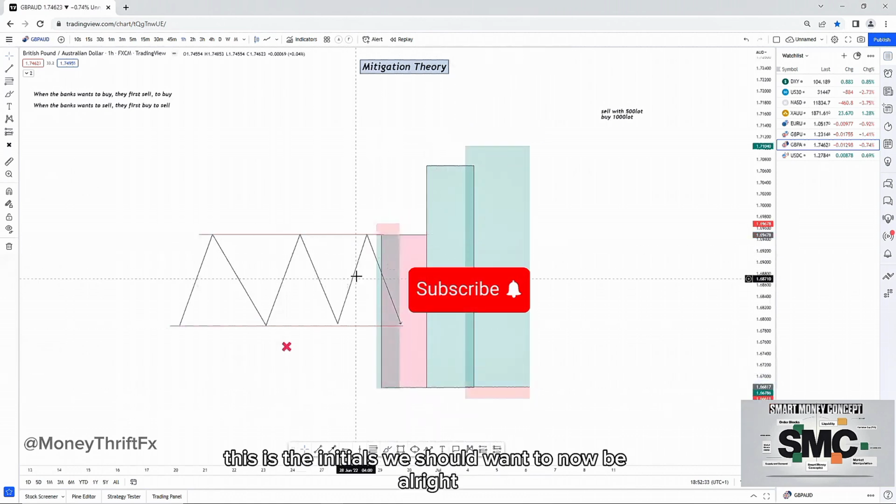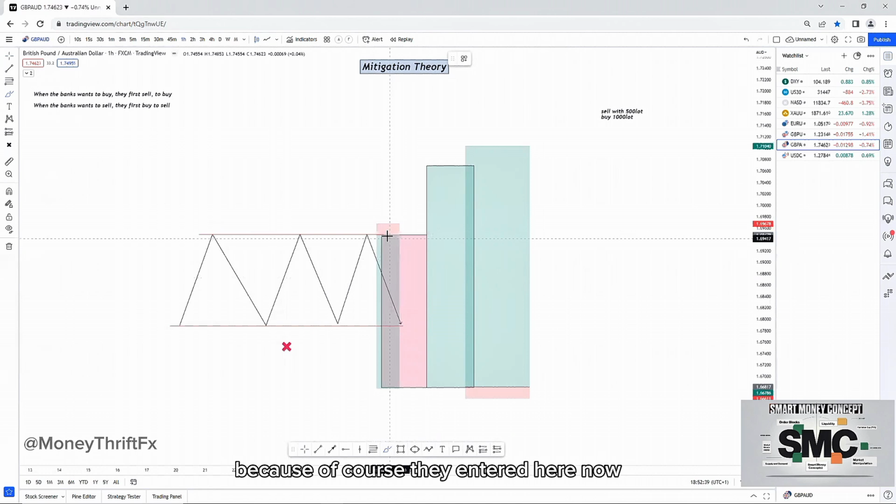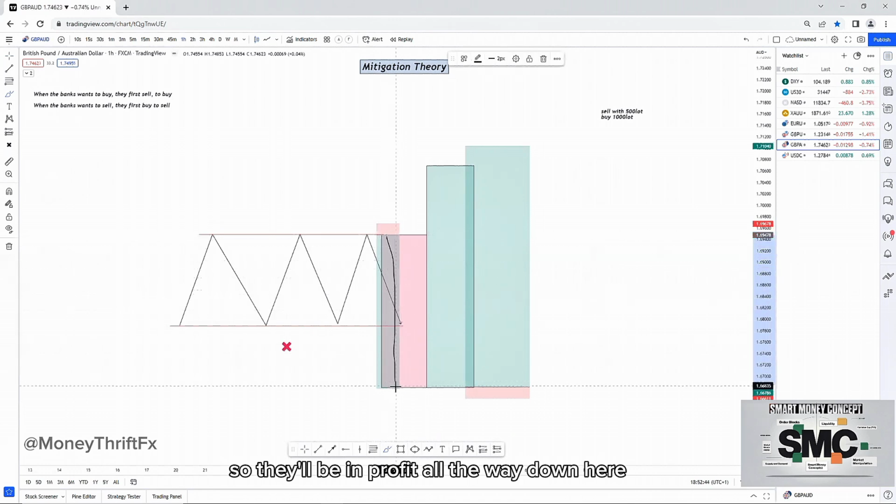This is their initial sell position, what will now be. All right. Initially, they will run in a series of profits here, because of course they entered here and then started selling with 500 lots. So they'll be in profit all the way down here.